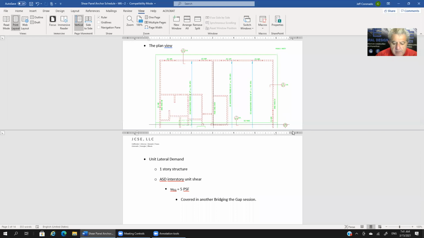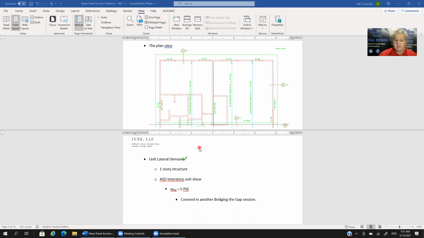Okay, so the next thing now that we want to cover is the unit lateral demand. All right, so now we're over here. We're covering the unit lateral demand. Again, up here is our plan view. So we have a one-story structure. We've covered that. The procedure we're following is the ASD procedure. So this is not LRFD.